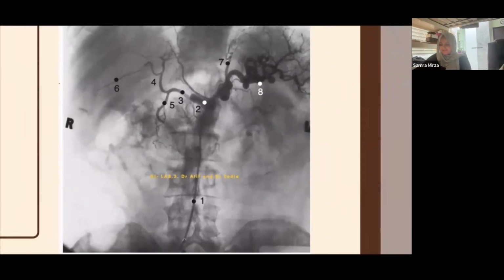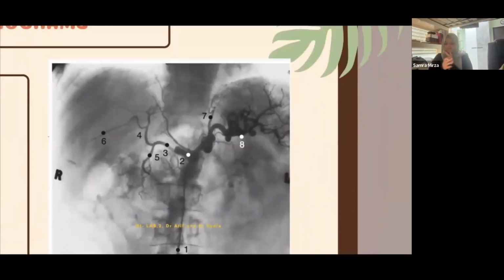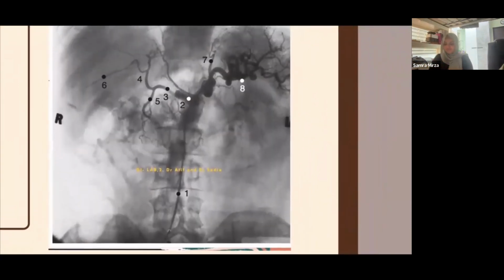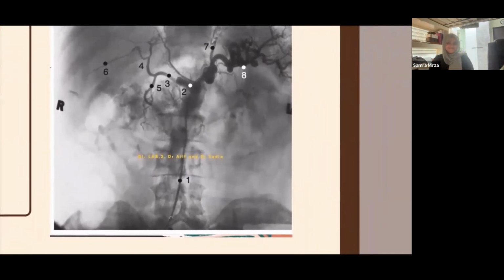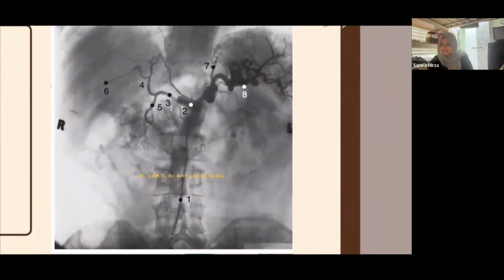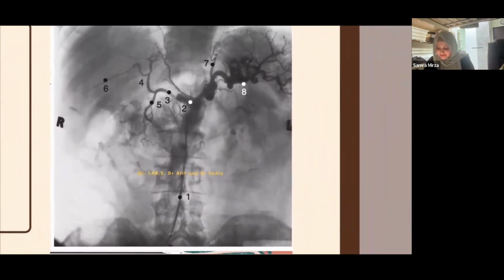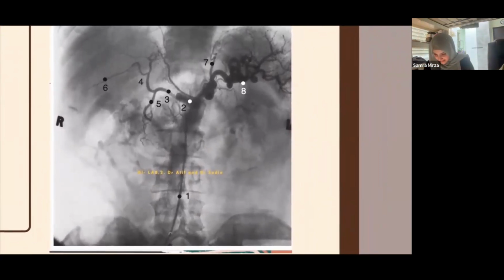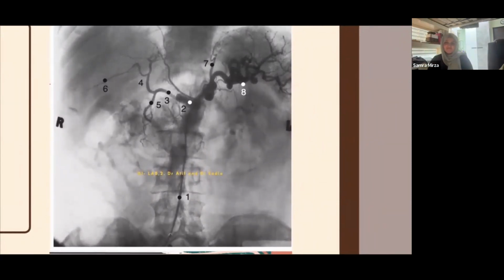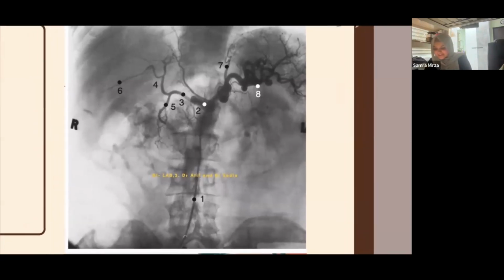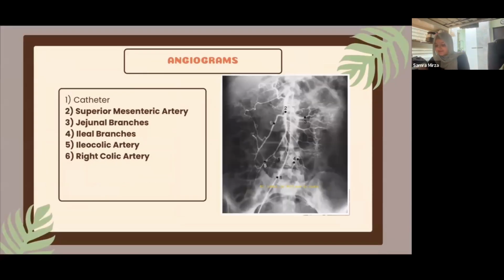Just gonna zoom in on this one. Can someone label, let's see, 8 for me? Artery number 8 on this angiogram. Splenic artery, perfect. Can someone label artery number 3 for me? Common hepatic, yes. Okay, this one's done. We're gonna move to this one.